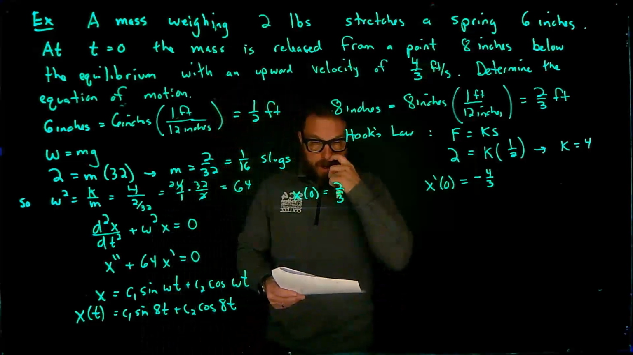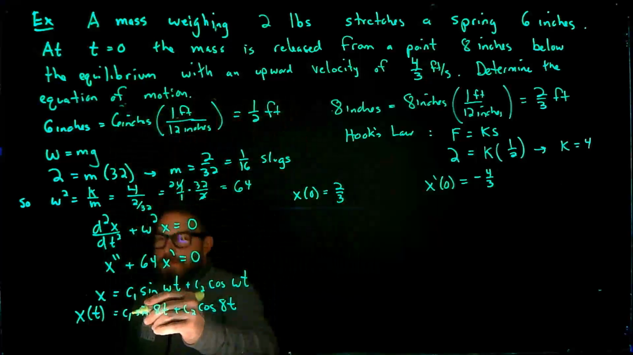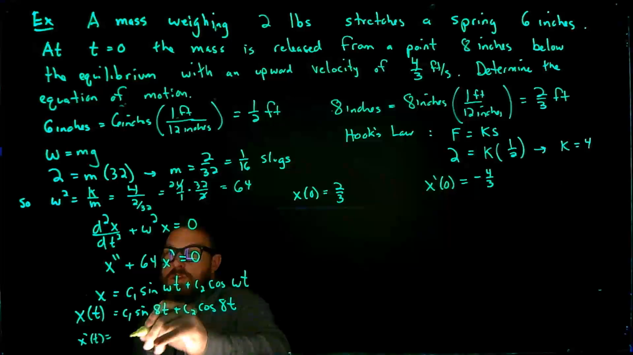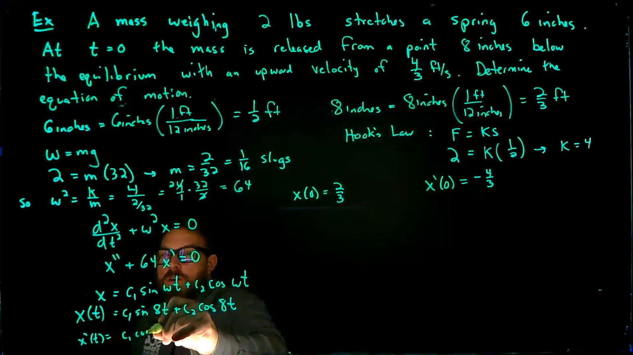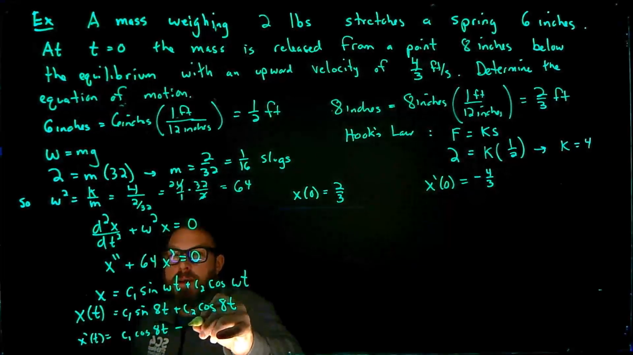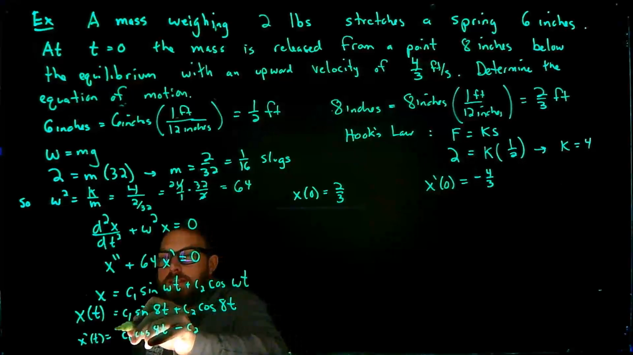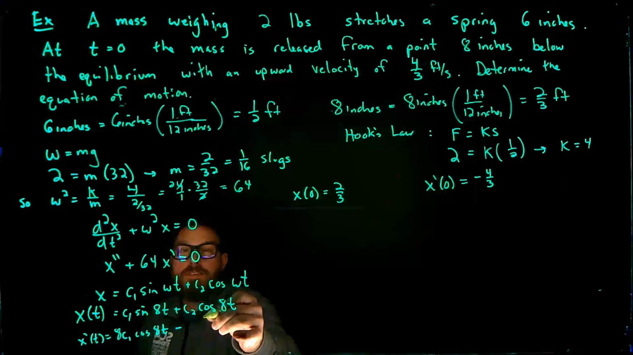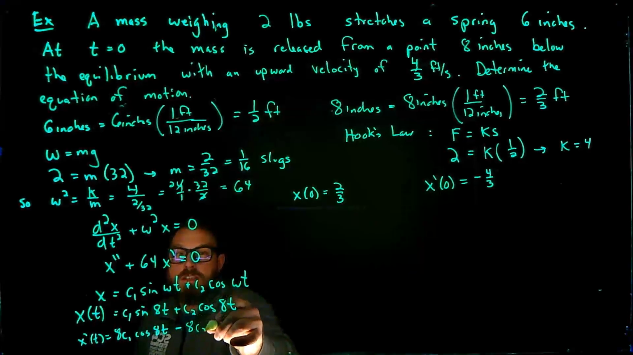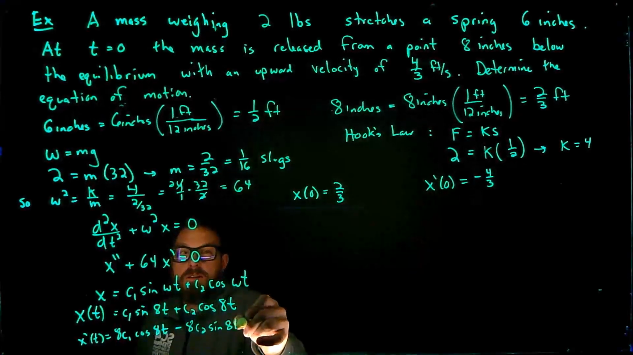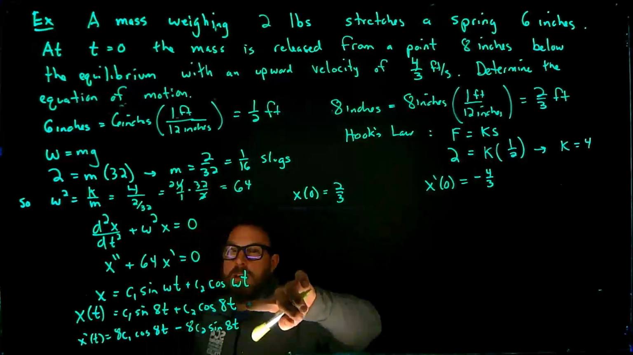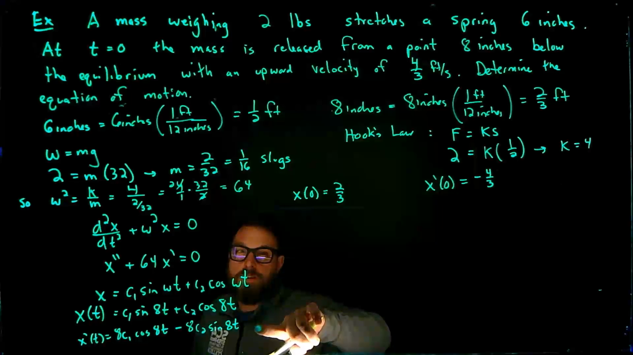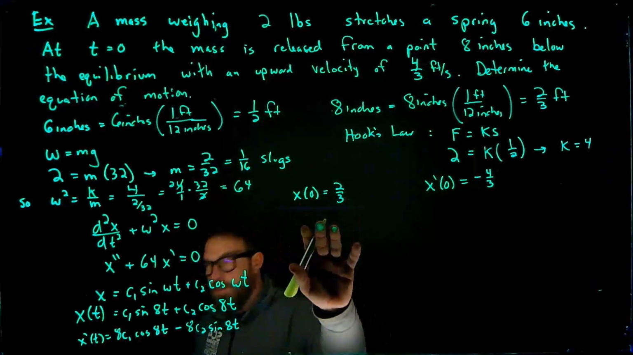So I guess we have to find the derivative of this thing. So x prime of t is going to be equal to c1 cosine of 8t times 8, and this is minus sine of 8t times 8, so this is minus 8c2 sine of 8t. So now plugging 2/3 into here to find c1 and c2, and then negative 4/3 into here to find c1 and c2, we'll solve this system of equations.